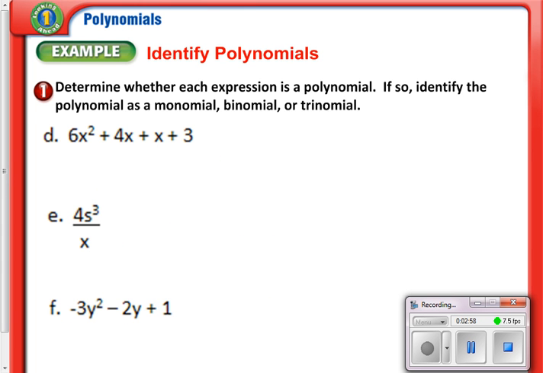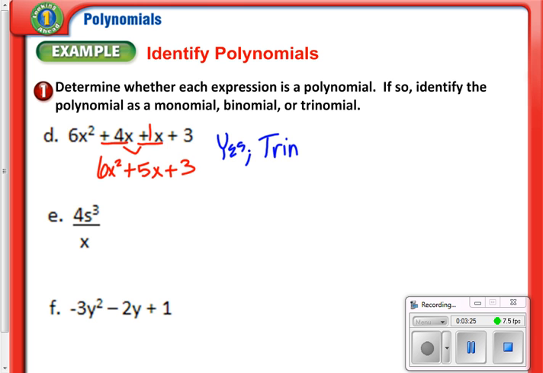Next example, D, looks like it has 4 terms. It really doesn't, because you can combine like terms. Here's a positive 4x squared and a positive 2x squared. Basically, this would give us 6x squared. When you combine the like terms, that would be a positive 5x plus 3. So 3 terms here. So yes, it is a polynomial, and it is a trinomial. Anything more than 3 terms, you simply call it a polynomial. But this has 3 terms. It looks like it had 4, but it really has 3 after combining. So it is a trinomial.